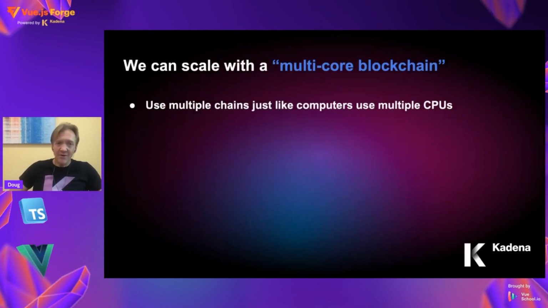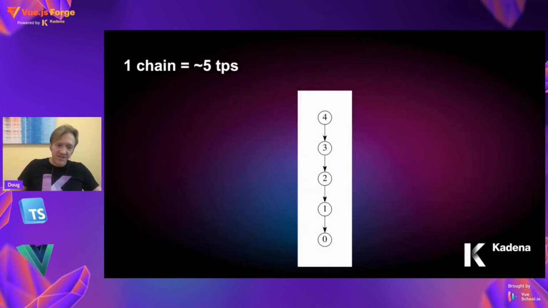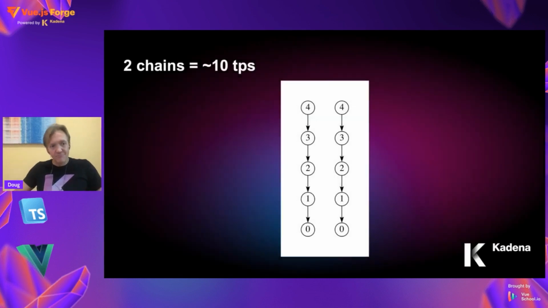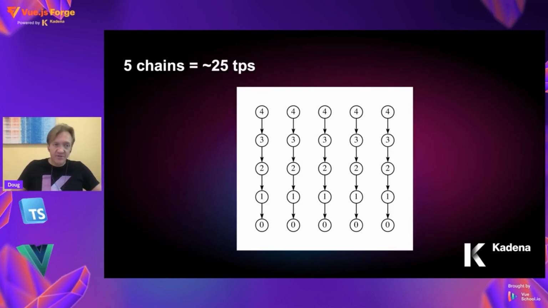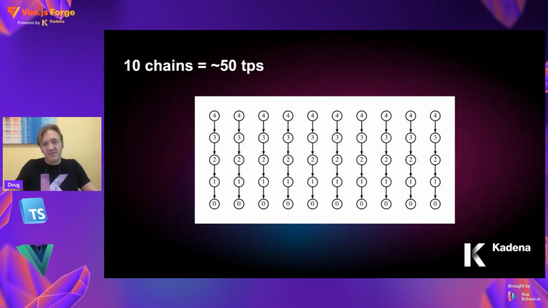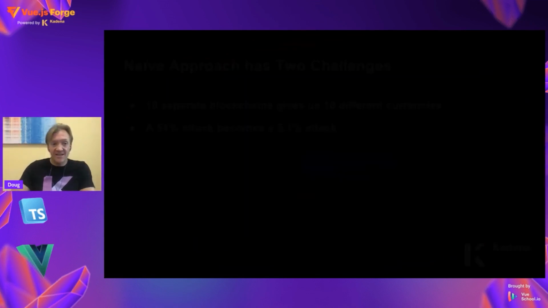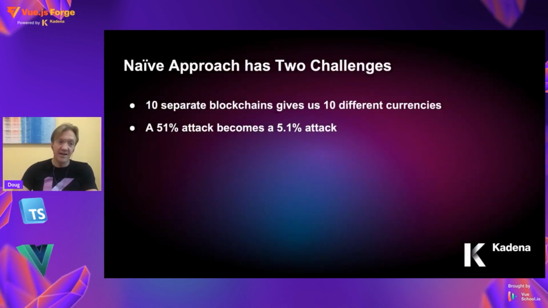Well, we can scale this similar to how we scaled computers by having multiple CPUs. If one chain does 5, 2 chains should be able to do 10. 5 chains should be able to do 25 transactions per second, and 10 chains, 50 transactions per second, etc. This is the basis for how Kadena scales, but it has one hitch, or kind of 2 challenges.